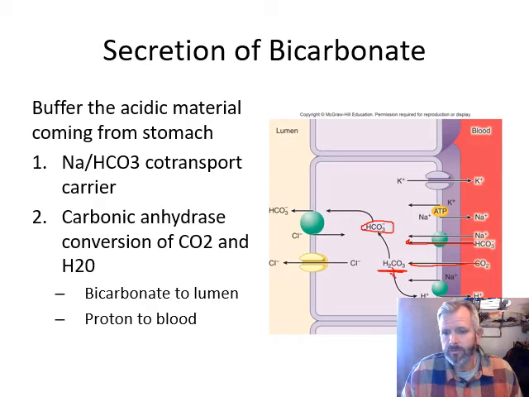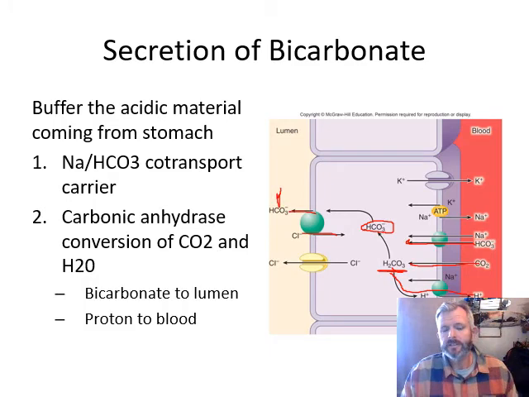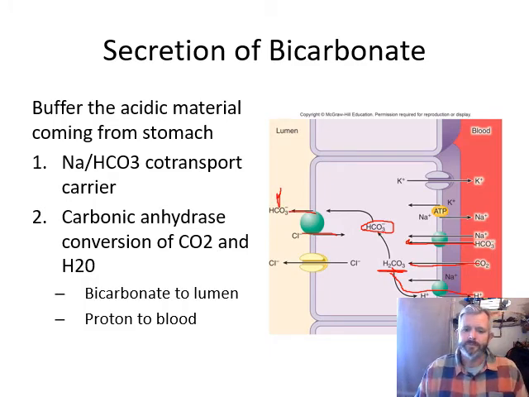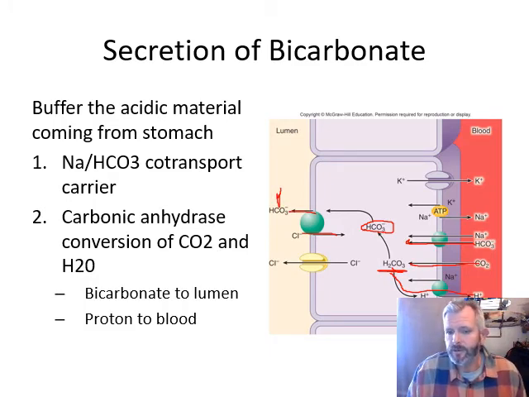We make bicarbonate, but we also have the proton that will be secreted back into the blood. Then we get a shift of bicarbonate with chloride because of the charge difference, and now we get our bicarbonate into the lumen. That is how we're going to make bicarbonate.